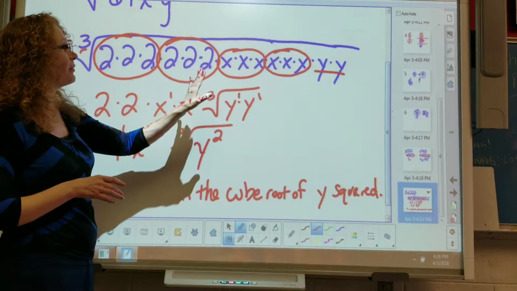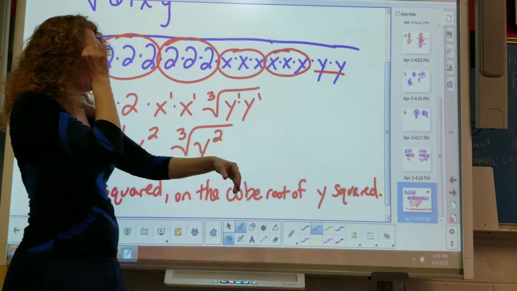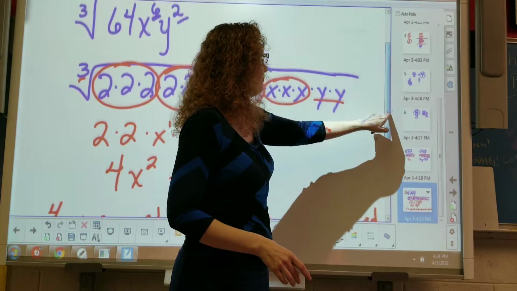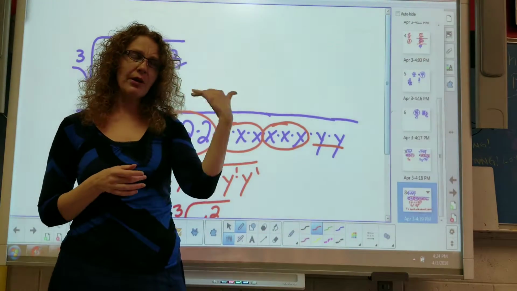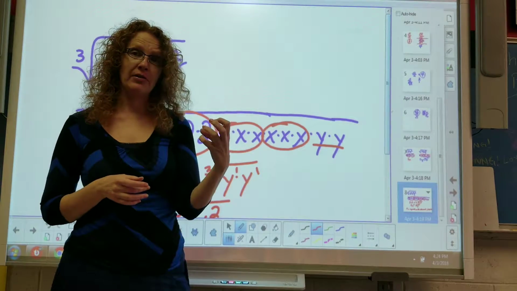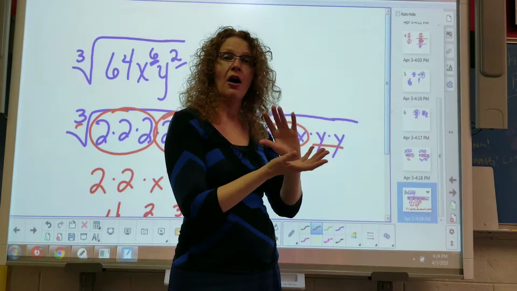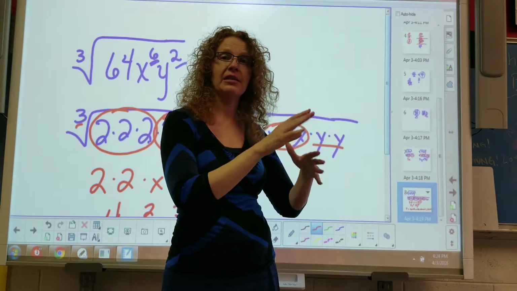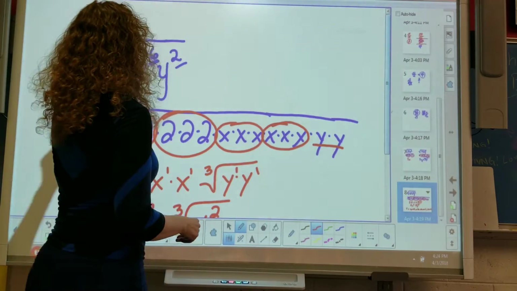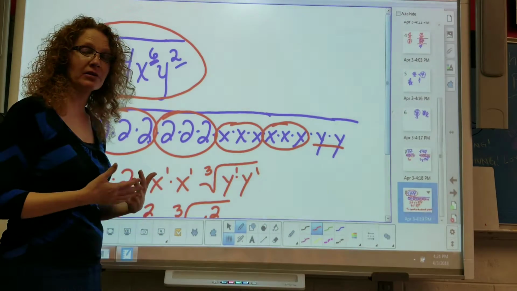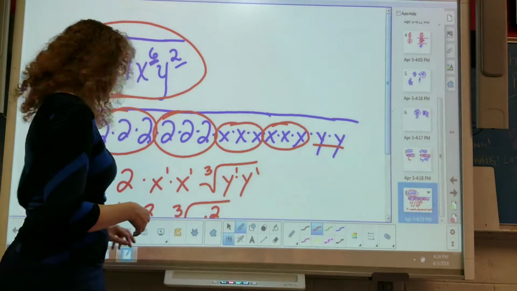Now I want to show you something because this is very tedious, especially if those numbers are large. If you recall back to two units ago, we actually broke down exponents, and we dealt with exponents and converting them into our index and our exponent and going from radical expressions into exponential. So I'm going to take this exact same thing right here and I'm going to work something else with it. So it's the cube root of 64 x to the 6th y squared.